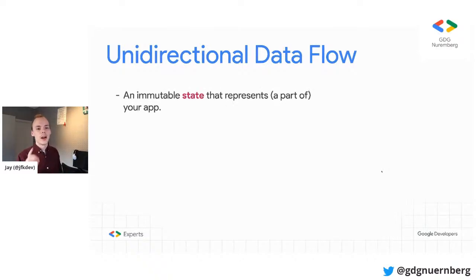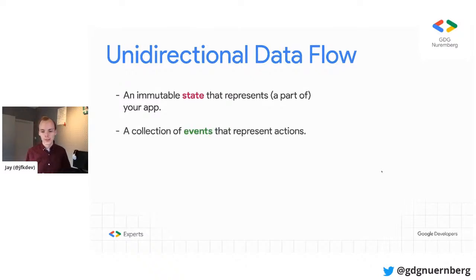To me, it means you have an immutable state that represents your app or a part of your app, right? So this can be any subsection or the state that's at the top of your app, whatever. Then we have a collection of events that represent actions. So this can be, for example, increment in our example just now, right? And so we have actions in the form of events and then a state.